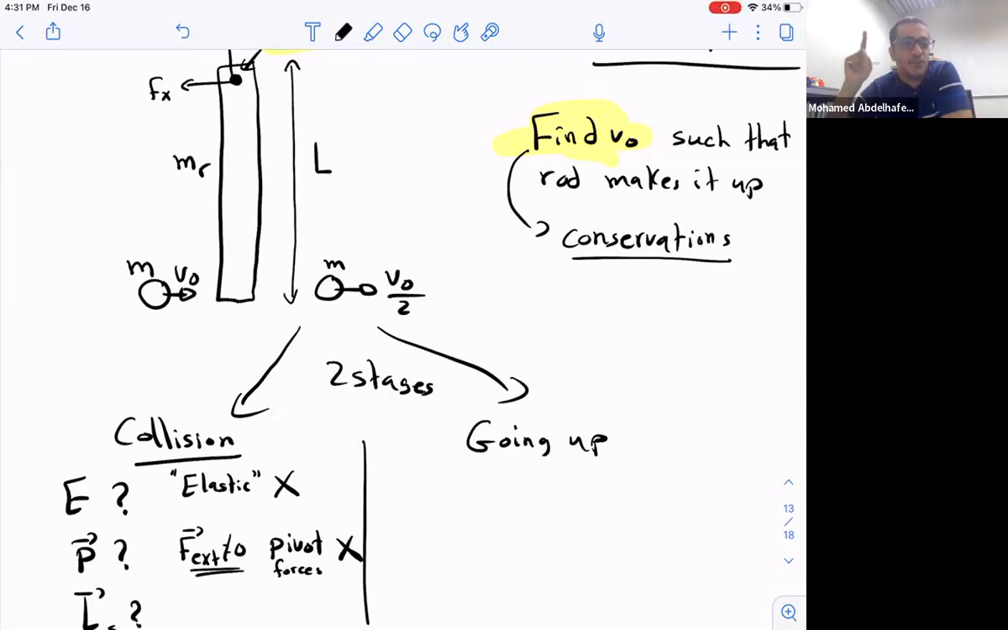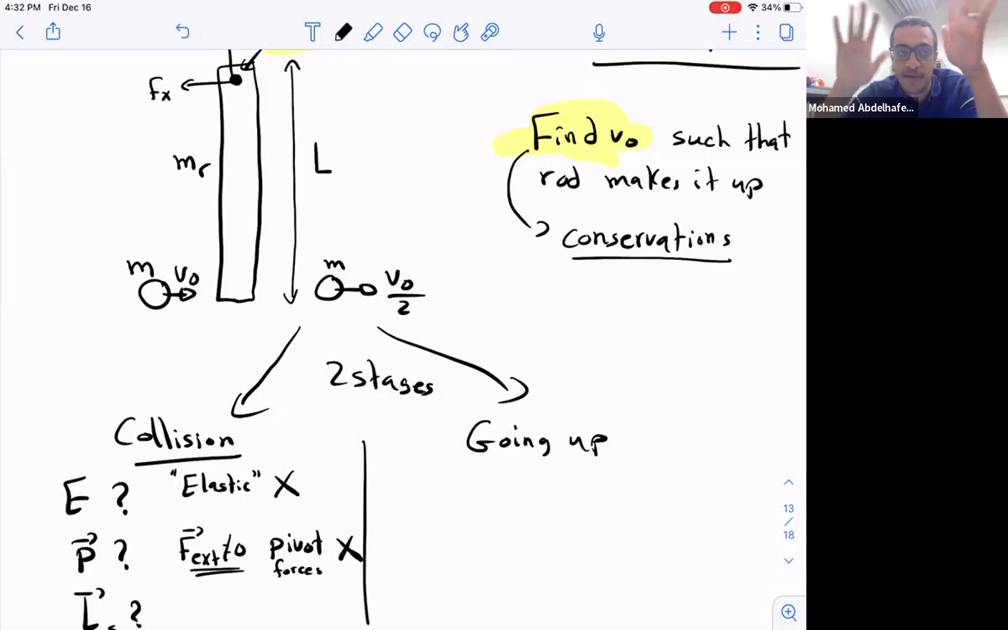Like you wrote energy and you wrote momentum and you wrote angular momentum. Why was that the case there? Because the question said elastic. Go back and find where you wrote a collision like that and you wrote down the three conservations. The three conservations were fine. Why were they fine? Because there was no pivot. The rod was not pivoted there.